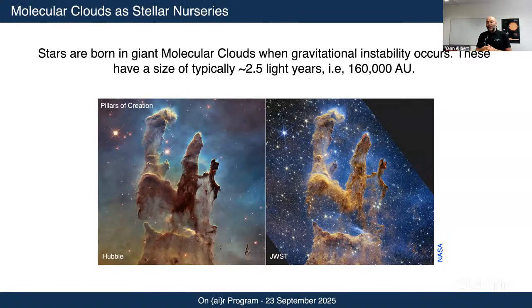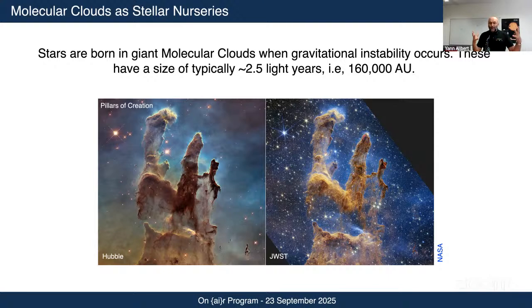An astronomical unit, or AU, is the distance between the Sun and the Earth, and it's 150 million kilometers. So it's already quite a big distance. Also, to give some order of magnitude, the size of the solar system, or the orbit of the outermost planet, which is Neptune, is 30 astronomical units. So you see that these molecular clouds are much, much, much bigger than the solar system itself.